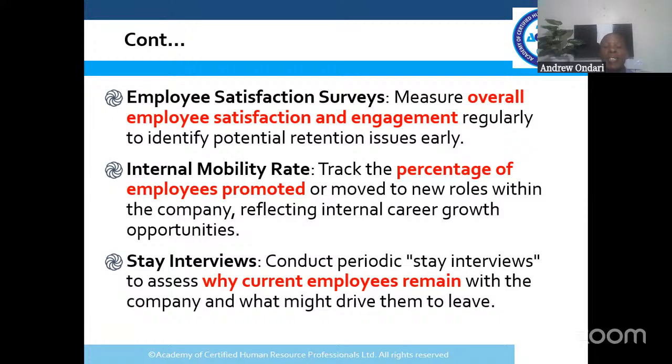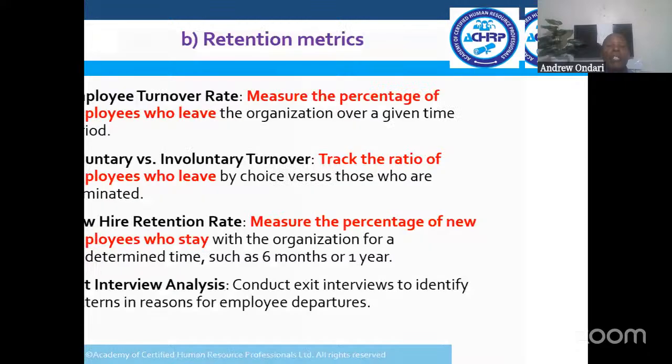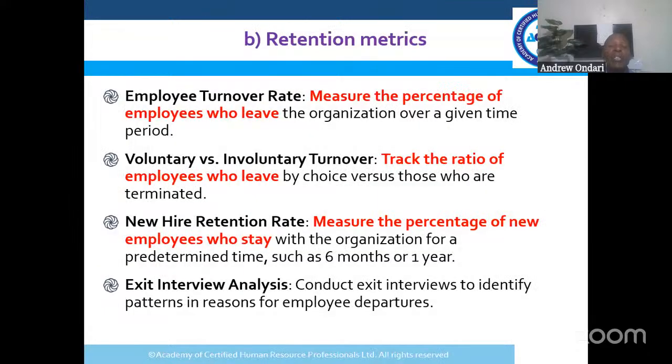So, ladies and gentlemen, that is the part on retention of employees or retention of talents. Before we go to the third and the last component of our presentation this evening, I wish to invite again questions on talent retention, and particularly the measurements that we use in retaining talent.